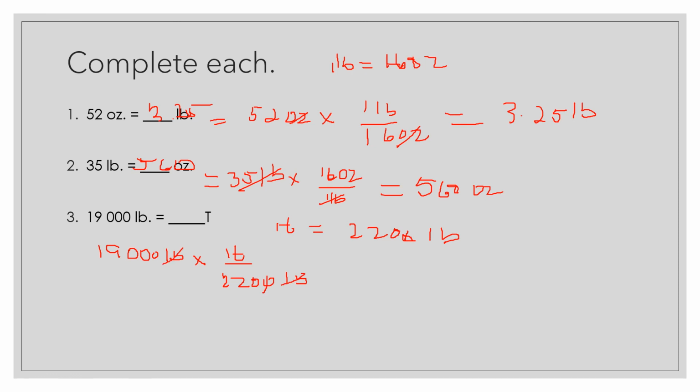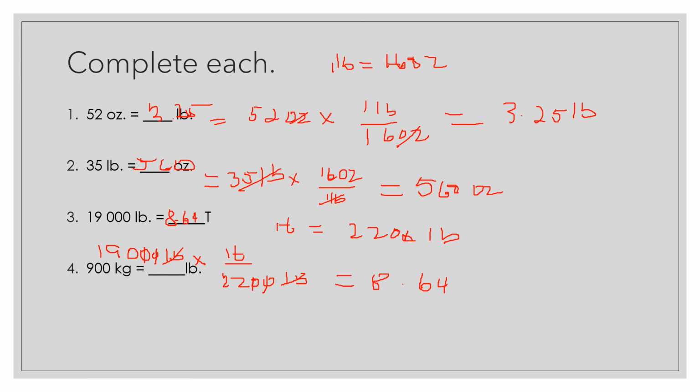So, we have 1, 2, 1, 2. So, that means 190 divided by 22 equals 8.63. No? So, or we can use 8.64 because 6 pang kasunod, no? So, it depends on your calculator. So, that means we can use 8.64 or 8.63 tons.